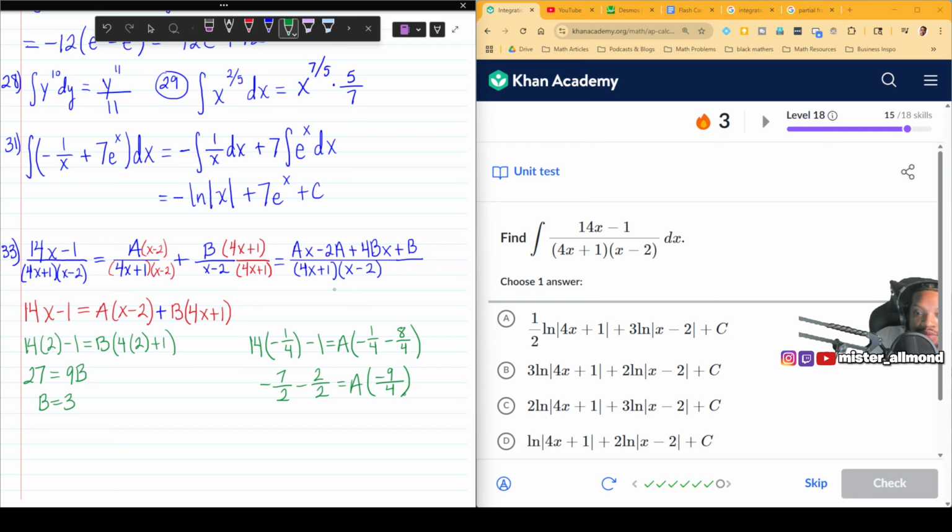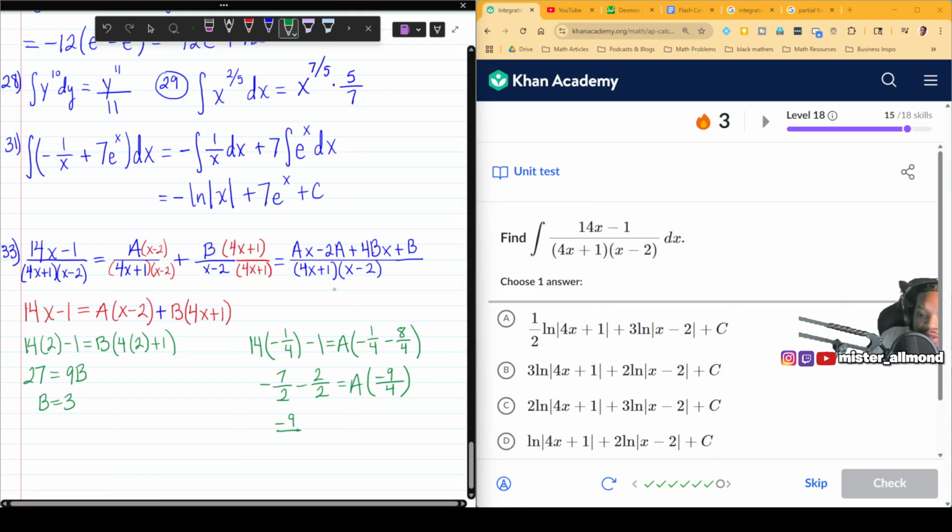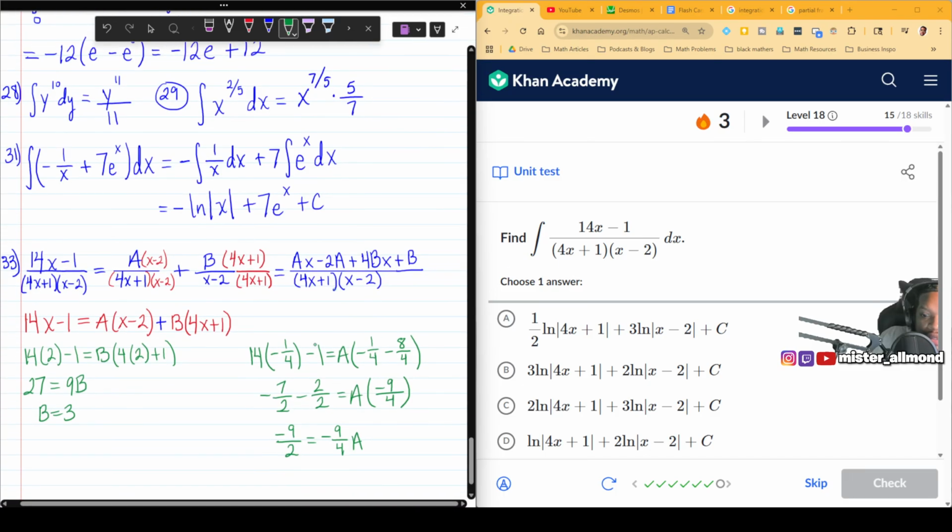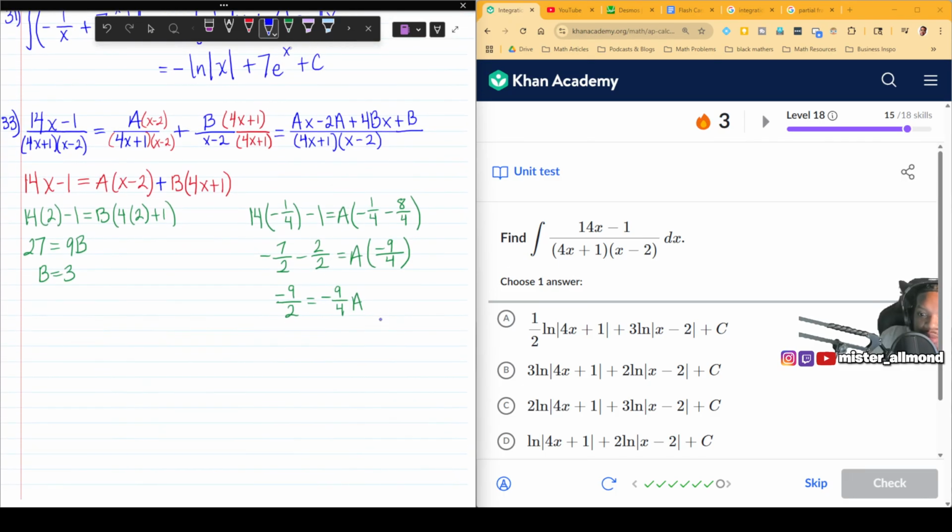You forgot the minus 1. Oh, yeah. Okay, yeah, no, we're good. So this is what? Negative 9/2 equals negative 9/4 times a. And then to get a by itself, I'm just going to go ahead and multiply by negative 4/9 on both sides.